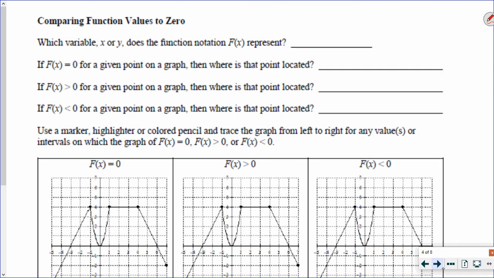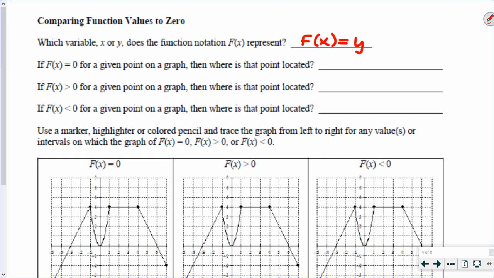Okay, now sometimes we might compare function values to 0, okay? So which variable, x or y, does the function notation f of x represent? Well, remember, f of x equals y. So it's important to always keep that in your mind.